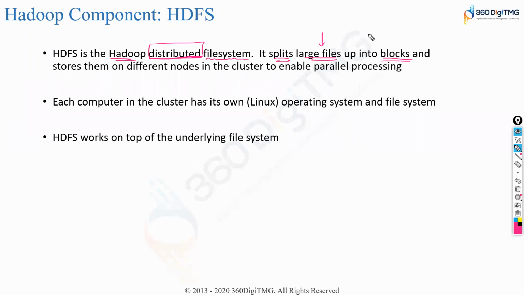So these large files are broken into smaller partitions, and each partition is called a block. And these blocks are basically replicated and stored in different nodes or computers in your cluster, right? And each computer is working on its block in parallel. So this is one way you can achieve parallel processing.